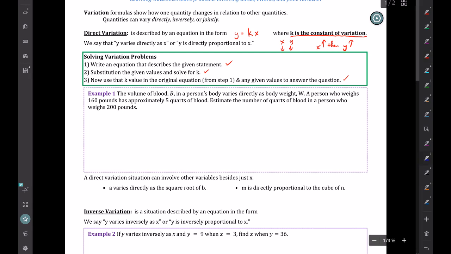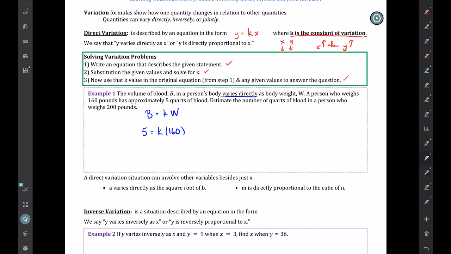Okay, so here we have that B must be equal to K times W, because we have a direct variation problem. We say this varies directly as body weight. So B equals K times W. And then it says a person that weighs 160 pounds has approximately 5 quarts of blood. So that is 5 quarts of blood is equal to K times 160 pounds. W was weight, B was the amount of blood you have. So you can now solve for K. You should get K as 5 over 160.